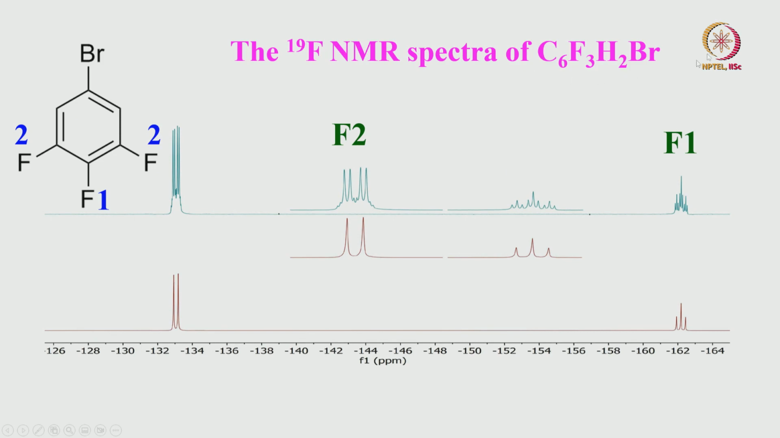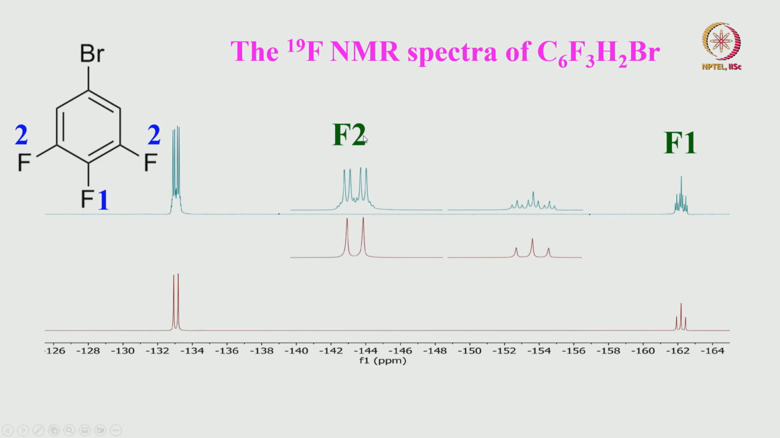Coming to this fluorine 2, interestingly they are chemically equivalent. It can split with one of this fluorine and become a doublet. Similarly, it can split with another proton and become a doublet. So, this fluorine 2 has to be a doublet of a doublet. Exactly, look at this. So, I can make the assignment: this is fluorine 1 and this is fluorine 2.